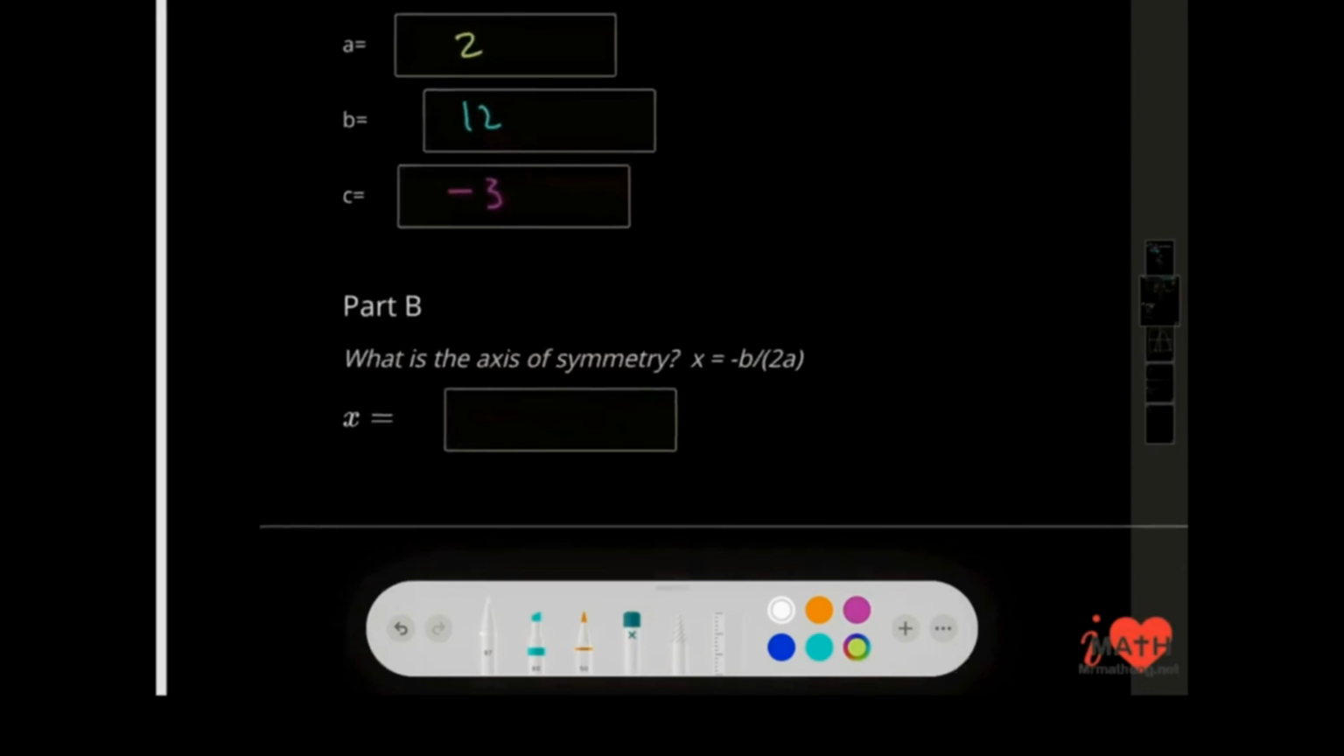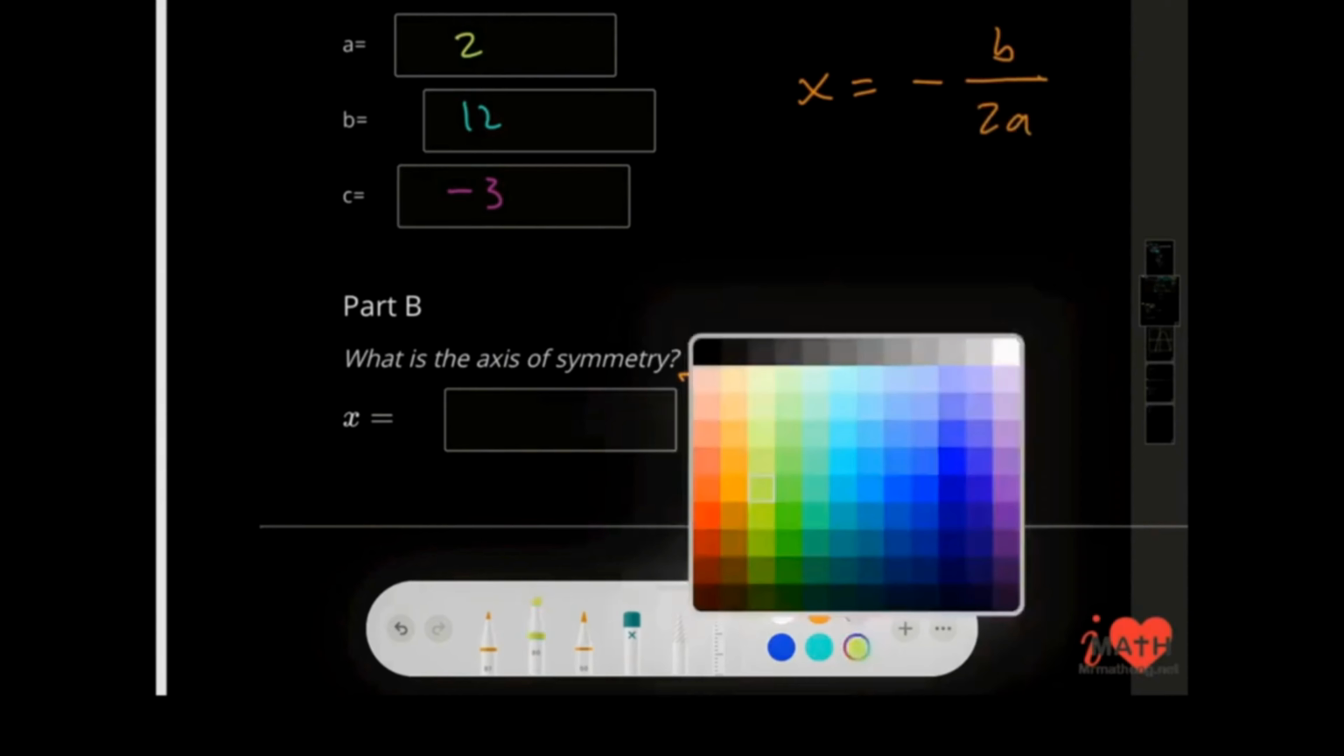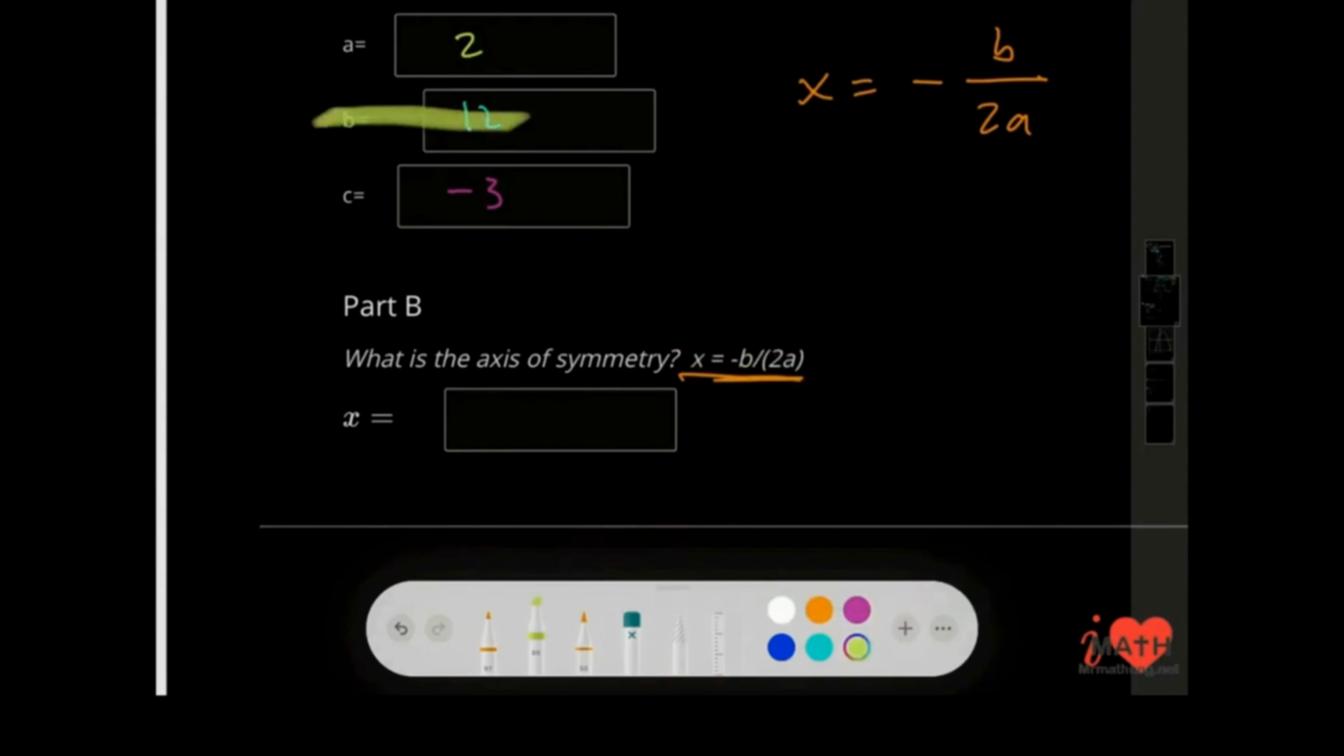Okay, part B, what is the axis of symmetry? So it gives us an equation. Let's just write this equation out. -b over 2a. So let's just use my highlighter here. Okay, so I need the b value right here. So b is 12. And then we're going to use a value, which is 2.